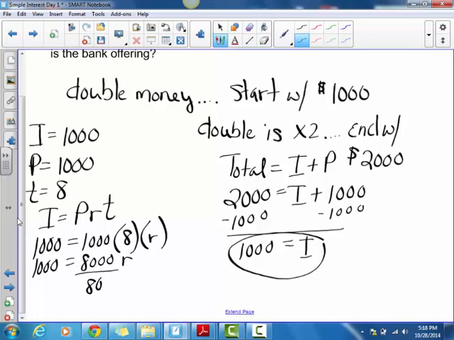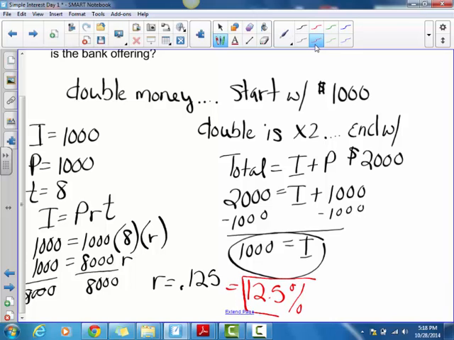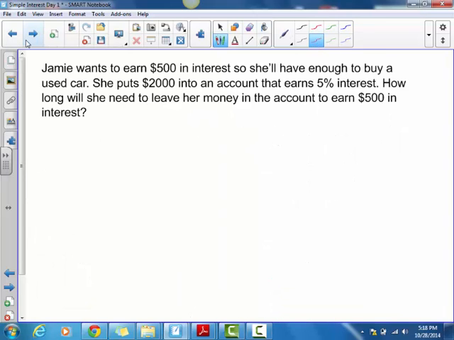And remember, we learned that we always divide by the number attached to the variable. So I'm going to divide both sides by 8,000. And when I do that, I discover that R equals 0.125. Now that is a decimal, and I need to turn that into a percent. So the bank is offering an interest rate of 12.5%.